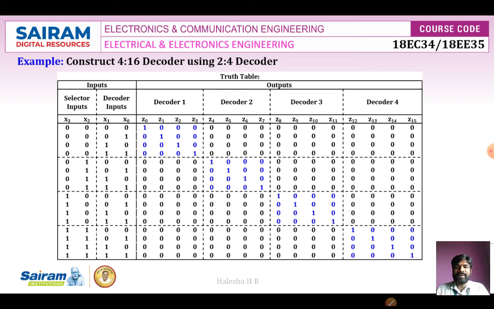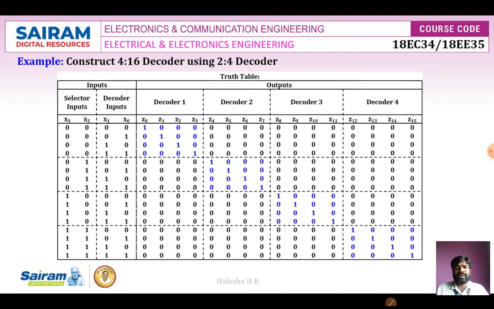Here see, the truth table is split. On the input side, the two variables x3, x2 are named as selector inputs, and the remaining two inputs x1, x0 are named as decoder inputs. The output side is again divided into 4 sections: decoder 1, decoder 2, decoder 3 and decoder 4. Outputs Z0, Z1, Z2, Z3 are the outputs from decoder 1, and Z4 to Z7 are outputs from decoder 2. Similarly, Z8 to Z11 are outputs from decoder 3, and Z12 to Z15 are outputs from decoder 4.